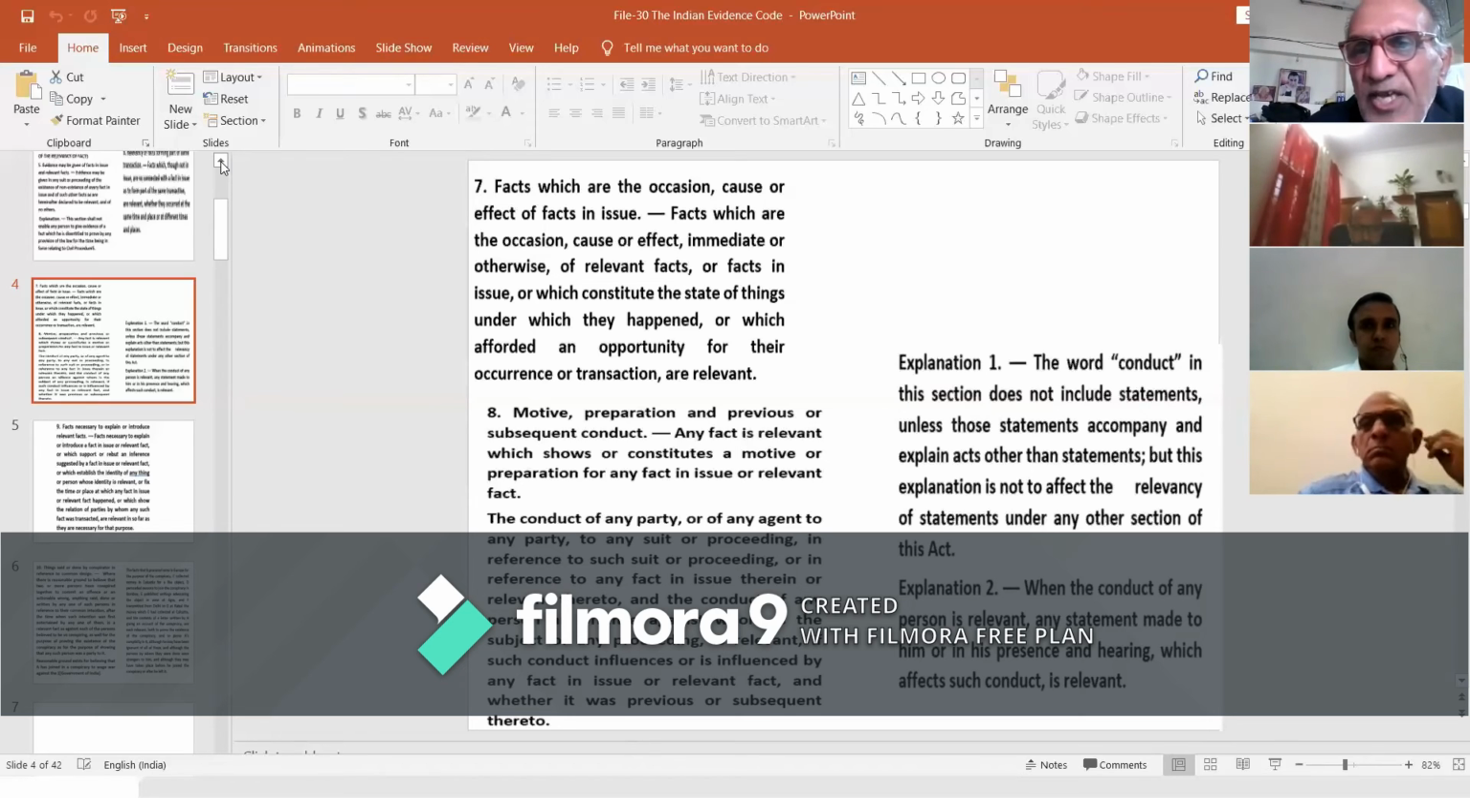Now it is Section 8. It is another generic. It is another reservoir. It is another box. It is another room. It is another universe, which is also having legislative stamp of relevancy. See, motive, preparation, and previous or subsequent conduct.